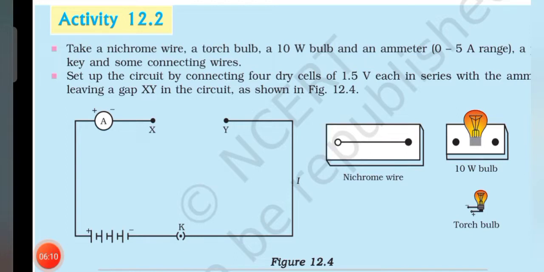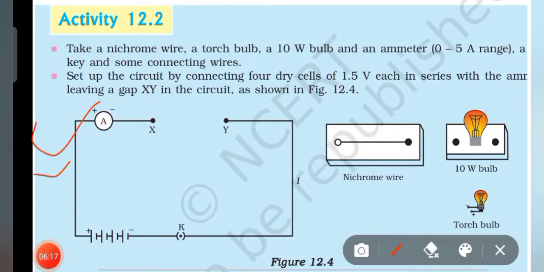In this activity we have to arrange the setup as shown in this figure. Again I'm telling you, this is the key, this is the cell, this is the ammeter, and this is XY. Now we will see the activity.